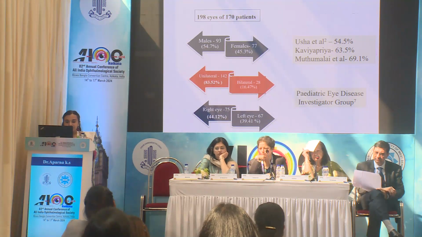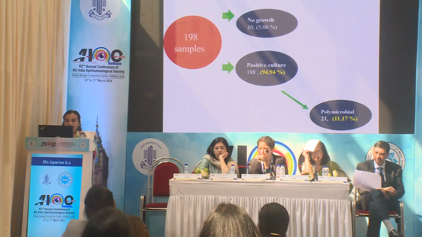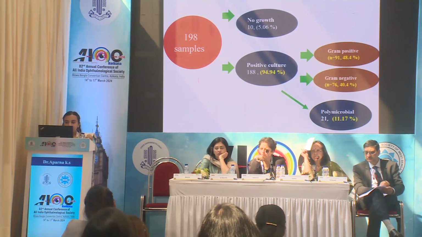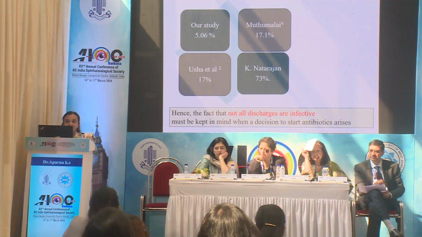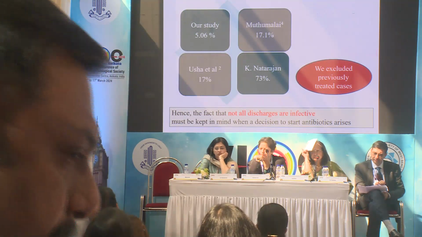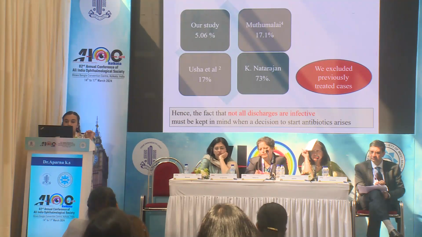84% of children had unilateral involvement with comparable involvement of right and left eye. In our study, no growth of organisms was observed in 5% of cases and 11% had a polymicrobial growth. And we had a slight gram-positive predominance, which is about 48%. And negative culture in our study is very low compared to previous studies, maybe because we excluded the previously treated cases. And the fact that not all discharges are infective must be kept in mind when a decision to start antibiotics arises.